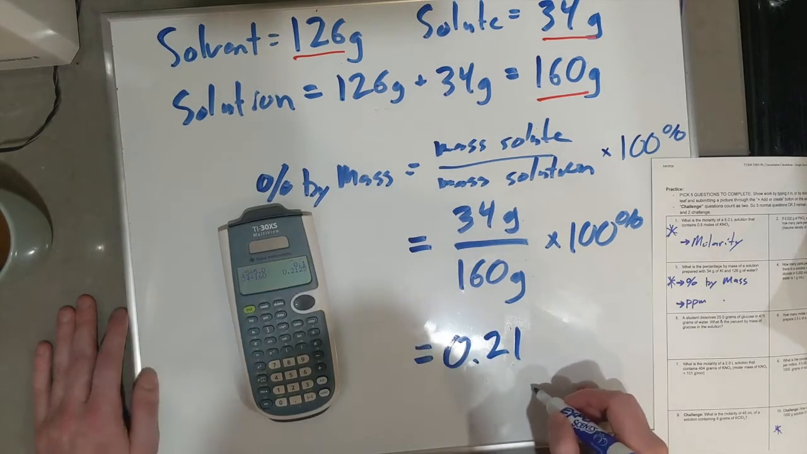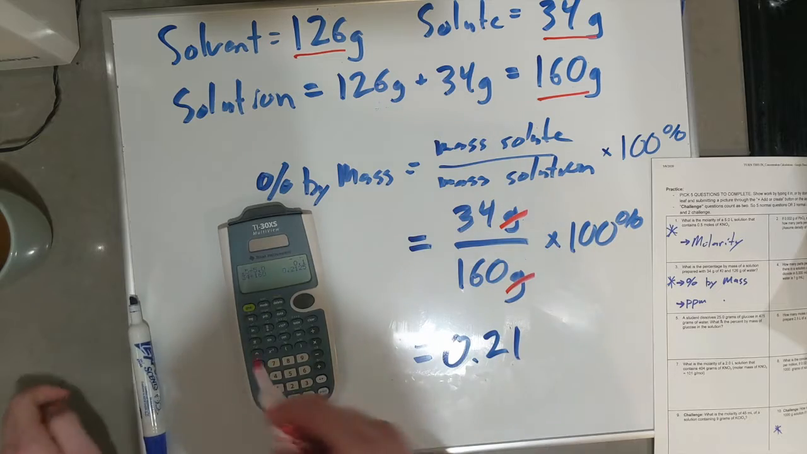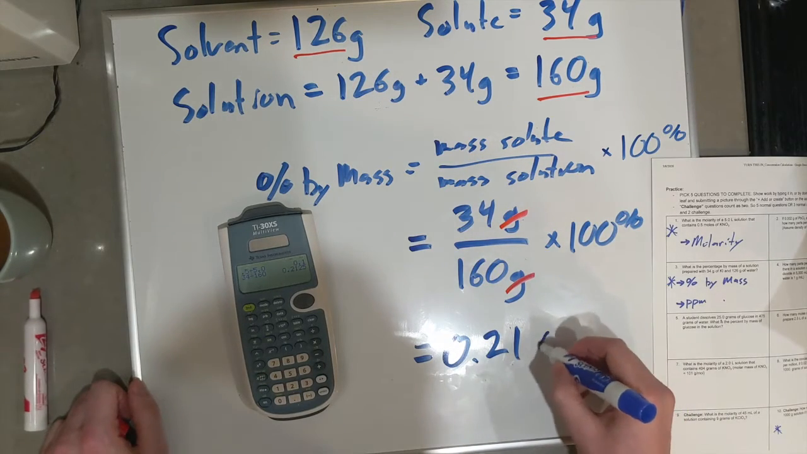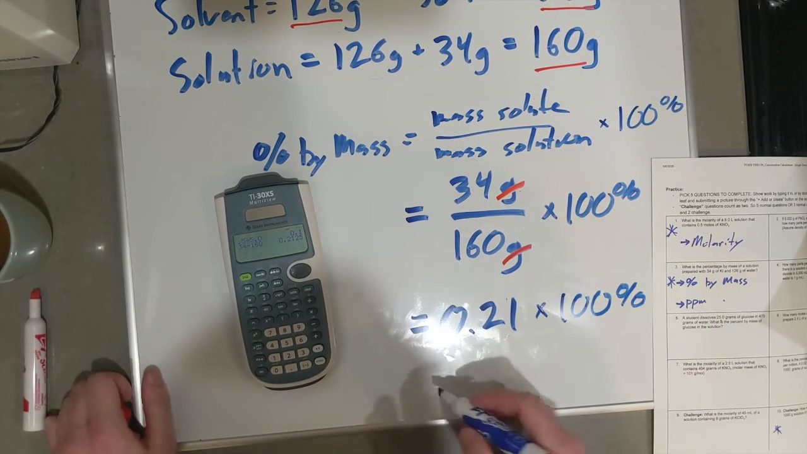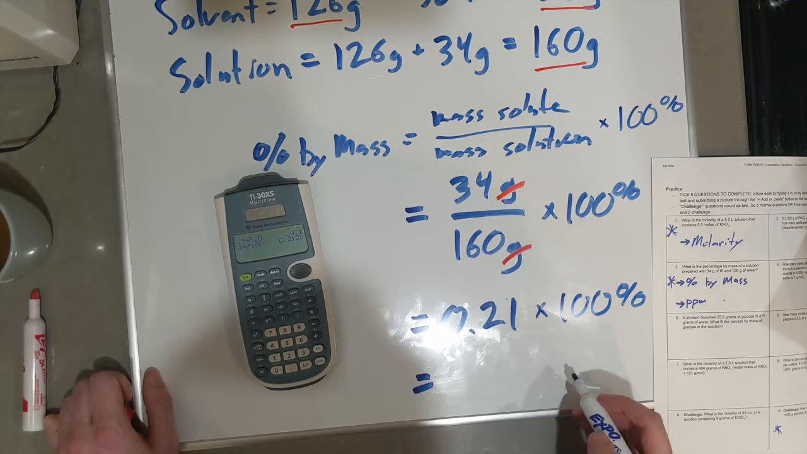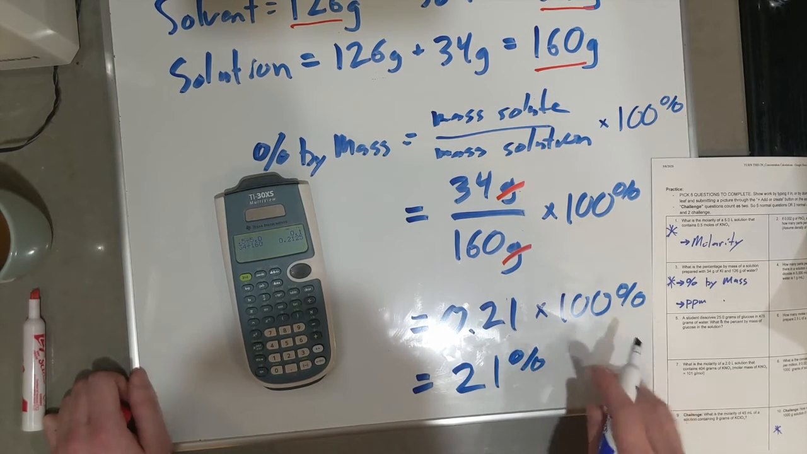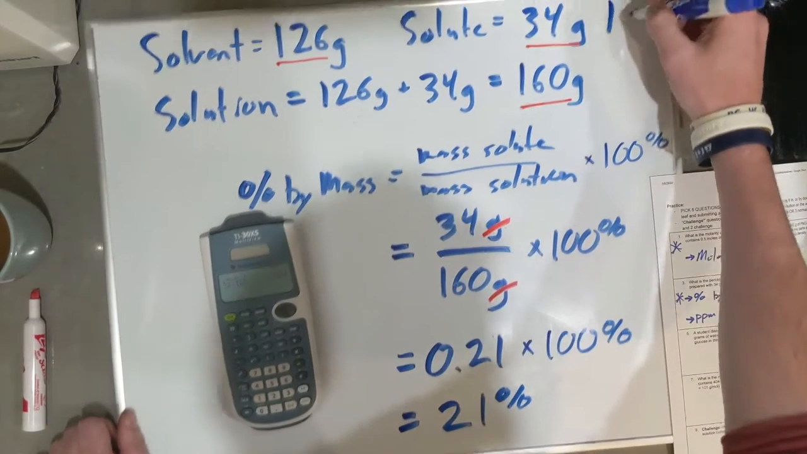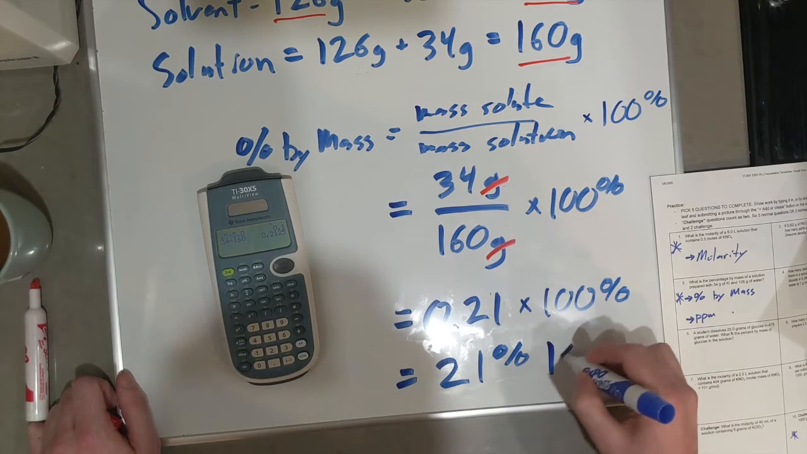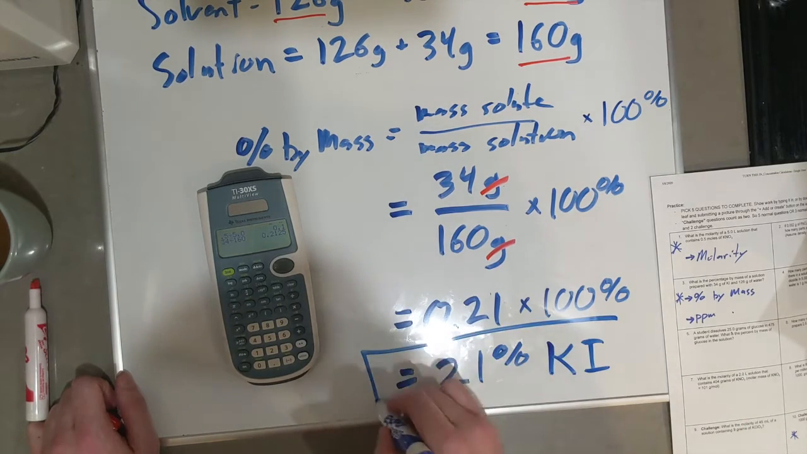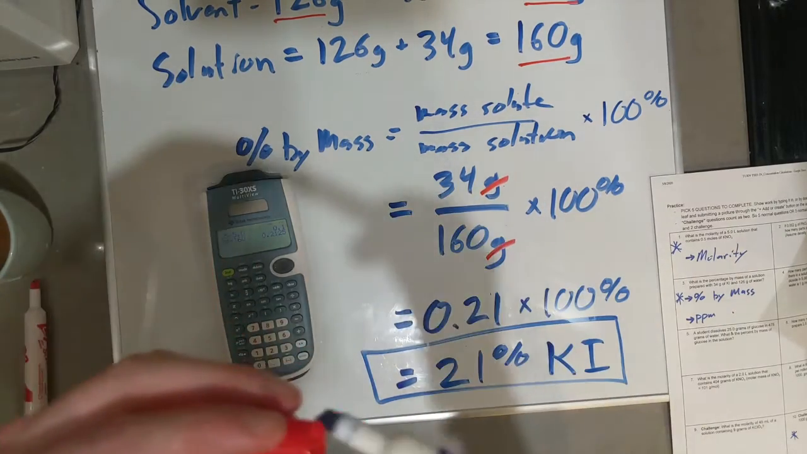0.21. And what is our unit here? Well, grams cancels out grams, so we don't have grams anymore. So 0.21 times 100%. What is our final value? Well, we're going to move the decimal point 2, and we get 21%. And the solute was potassium iodide, so 21% potassium iodide by mass. Okay, that's our final answer here.